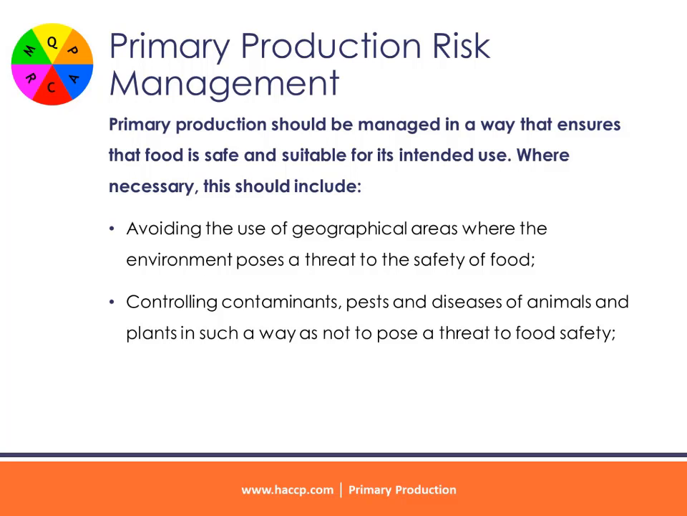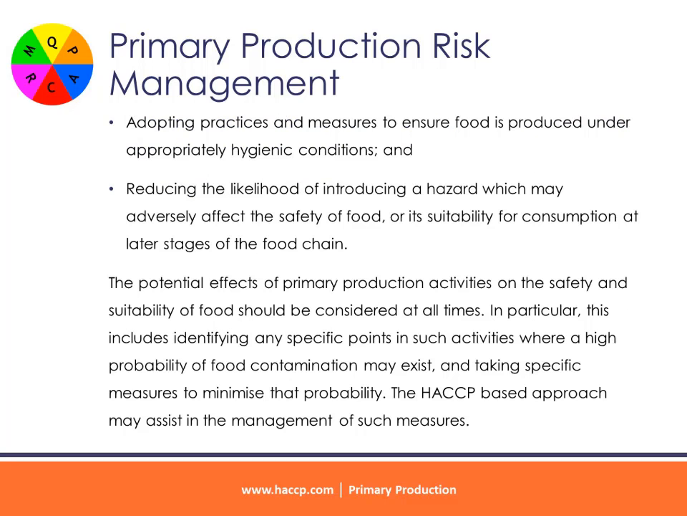Primary production should be managed in a way that ensures that food is safe and suitable for its intended use. Where necessary, this should include avoiding the use of geographical areas where the environment poses a threat to the safety of food. Controlling contaminants, pests, and diseases of animals and plants in such a way as not to pose a threat to food safety. Adopting practices and measures to ensure food is produced under appropriately hygienic conditions. And reducing the likelihood of introducing a hazard which may adversely affect the safety of food, or its suitability for consumption at later stages of the food chain.